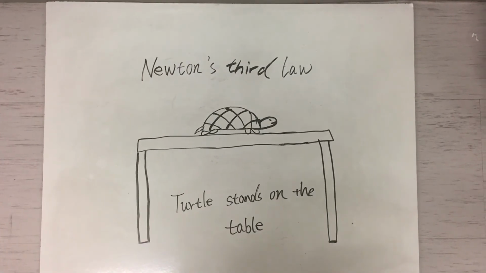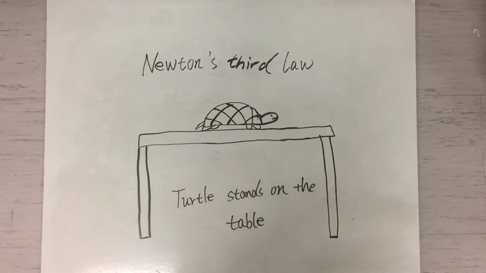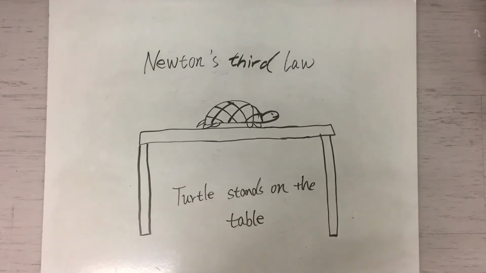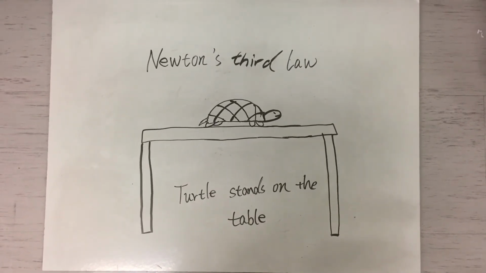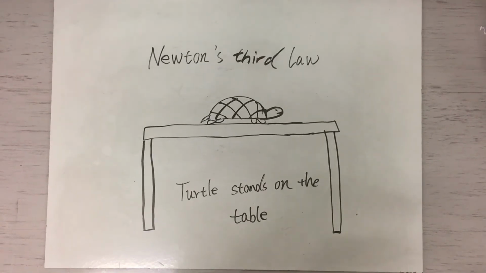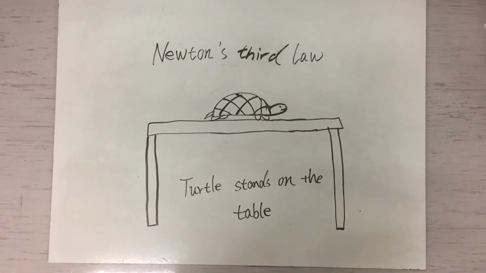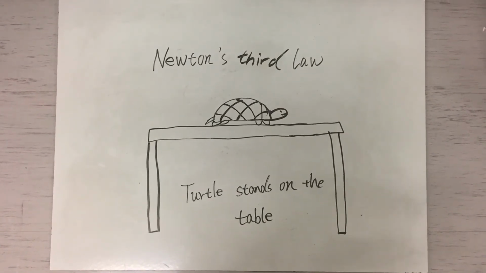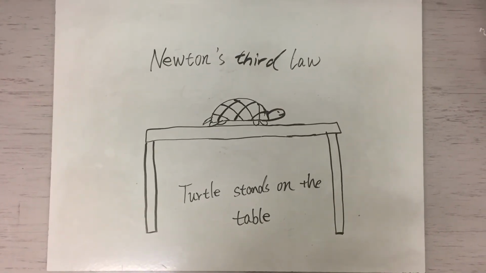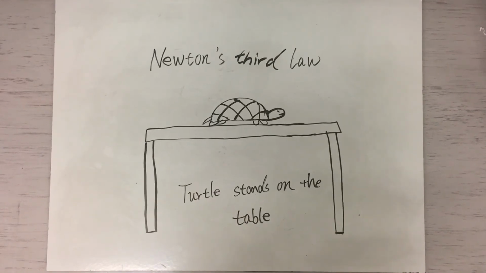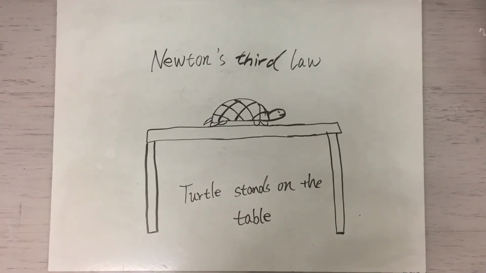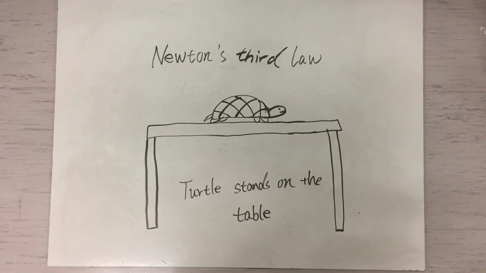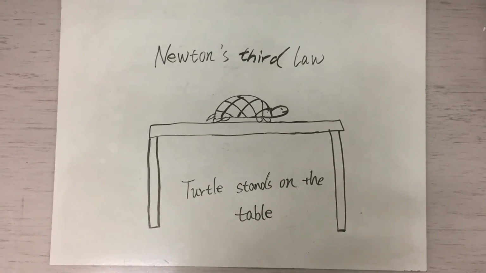The third law of motion applies to two different forces on two different objects. The action force one object exerts on the other, and the equal but opposite reaction force the second object exerts on the first. Here is an example. We can see the turtle stands on the table. The action is the turtle pushes down on the table, and the reaction is the table pushes up on the turtle.